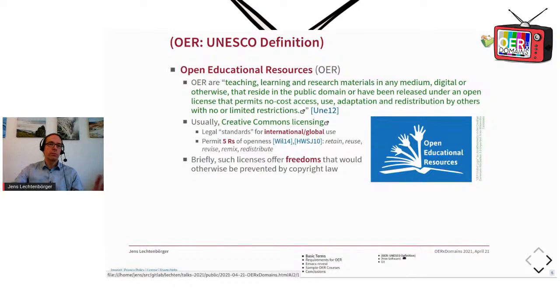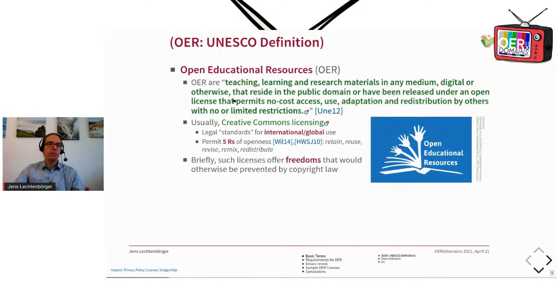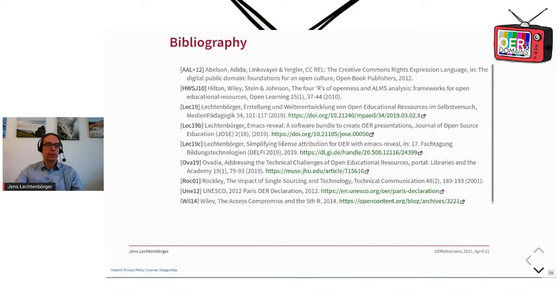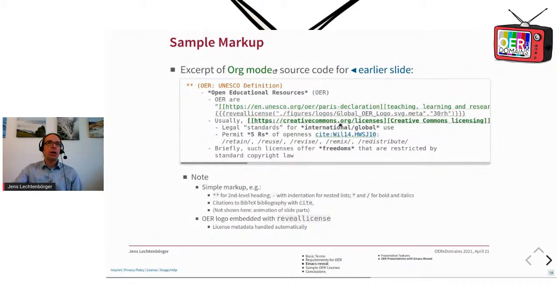We've got a kind of structure in these presentations, first level and second level headings. So OER UNESCO definition, first level heading. And then you also see different types of boldface and italics, and you see literature references. You can click on that, and then you actually are transferred to a bibliography. And this is how the source code looks like. For example, references actually go to a BibTeX file, which you might know from LaTeX.